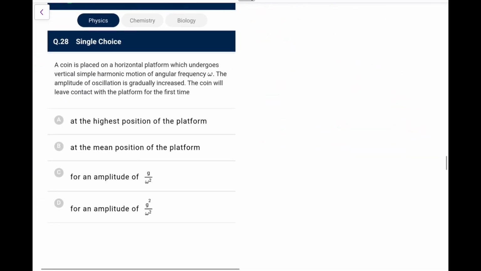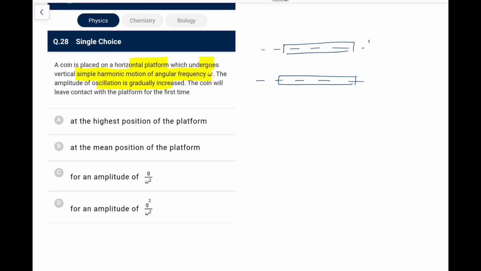A coin is placed on a horizontal platform which undergoes vertical SHM of angular frequency omega. The amplitude of oscillation is gradually increased. The coin will leave contact when? You remember this is a very common concept. Let's consider this platform. This is the mean position. As it goes up, the normal will decrease because it needs acceleration downward. So we say the normal minimum will act at the highest point.